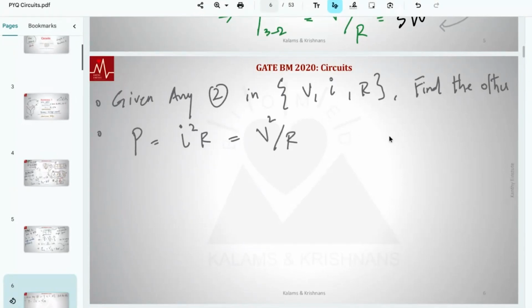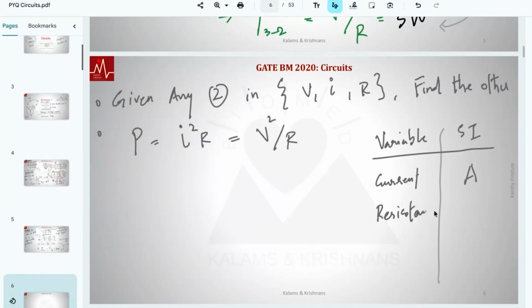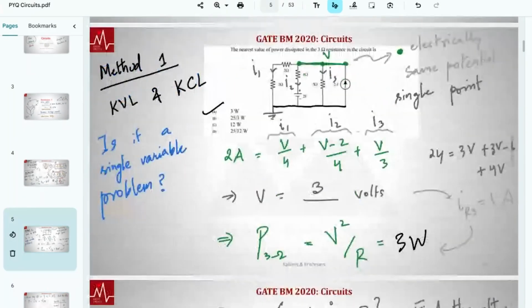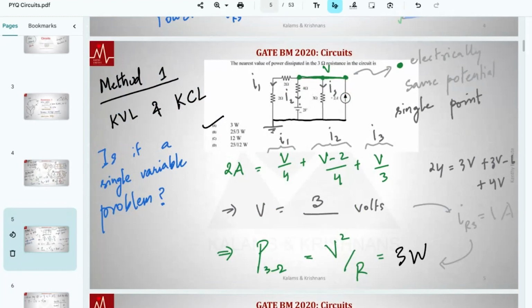You also need to know a couple of things. Variable and SI unit. This is current, you have amps. Resistance, you have ohms. Voltage, you have volts. Notice, voltage equals ampere times ohm. In fact, in SI, 1 volt equals 1 amp into ohm. And then you have your power, this is in watts. 1 watt is equal to ampere squared ohm, or better, V into I. VI is power. So in this question here, what is the power dissipated in a 3 ohm resistance?